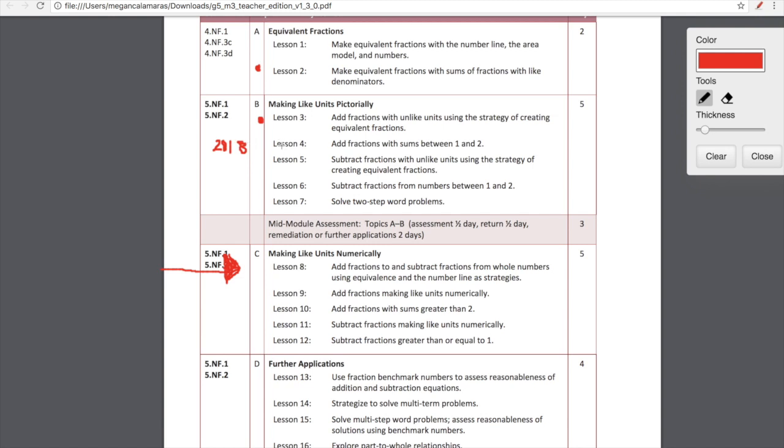Keep in mind, we come back from winter break on a Tuesday. So we're going to have our mid-module assessment pretty quickly right after mid-module break because this is such a long unit. Okay, so let's just get into some work with making equivalent fractions. It's going to be fun. Stay tuned.